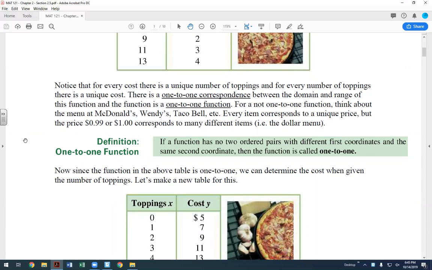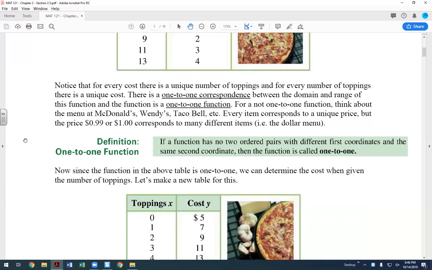But in this case, we're saying for the one-to-one function, no 2 ordered pairs with different first coordinates and the same second coordinates. So you cannot have 2 different x values for the same y value. When we defined function back in section 2.1, we said for the same x, we could not have 2 different y, because remember that's where it fails the vertical line test. So this is actually reversing that relationship, and we're saying for the same y value, we cannot have 2 different x, which means you're actually looking at this horizontally.